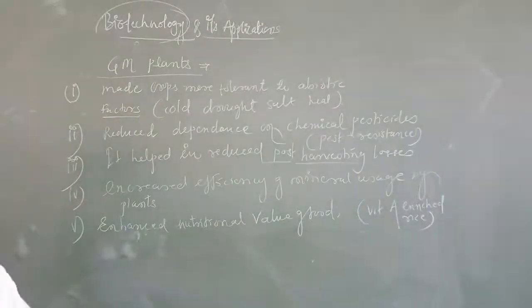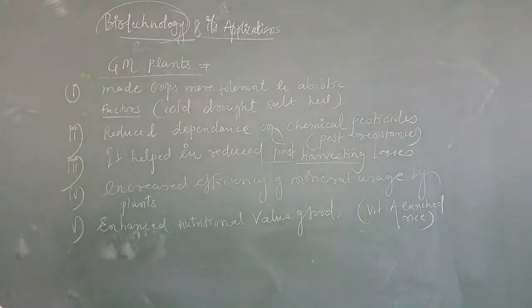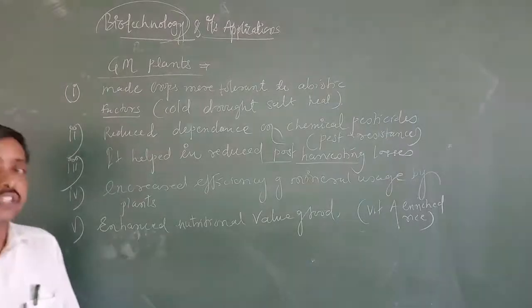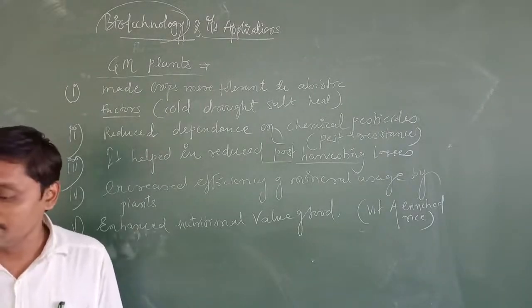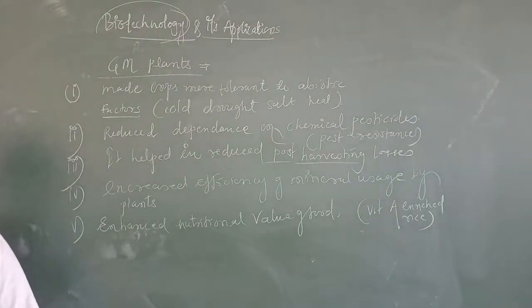For that, in this chapter we are going to study the example of Bacillus thuringiensis BT cotton in detail, how the pest resistant plant is modified. That we are going to discuss in the next class in detail.